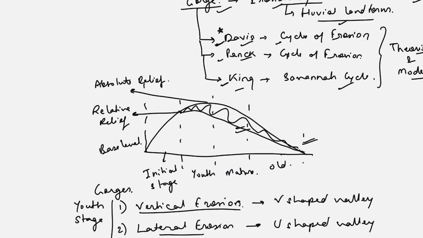So when we talk about the Davis cycle, we need to first explain what the cycle is. That is the initial stage, where we have endogenetic forces which result in the uplifting of the landform. Then we have the youth stage, mature stage, and old stage. Here we have base level, relative relief, and absolute relief.